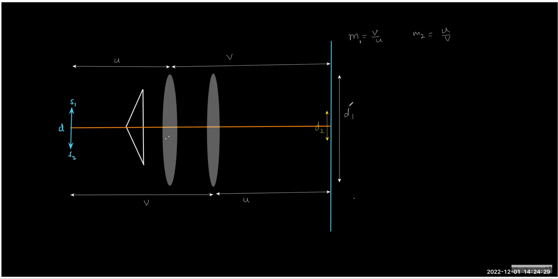So the question is, if we know D1, if we know D2, then can we find D? The answer is yes, we can. Because M1 into M2 is how much? 1. M1 is the size of the first image upon the original object, M2 is the size of the second upon D. So D becomes under root of D1 D2. So given the sizes of the two images for the two different positions, they will ask you to find the size of S1, S2, or you can say find the equivalent slit separation. In that way, questions are generally asked. Okay.